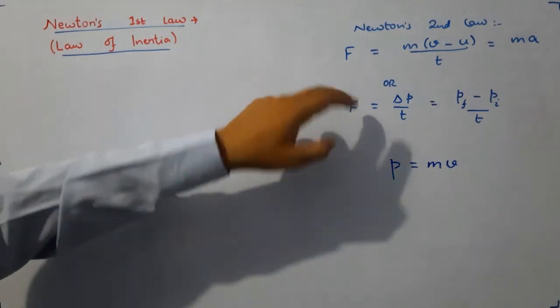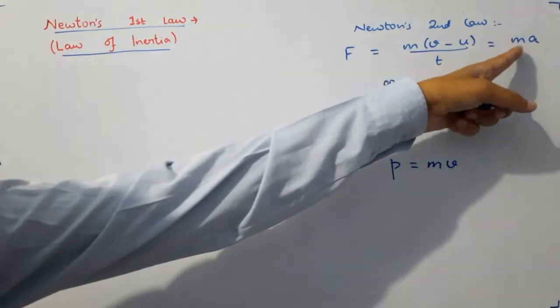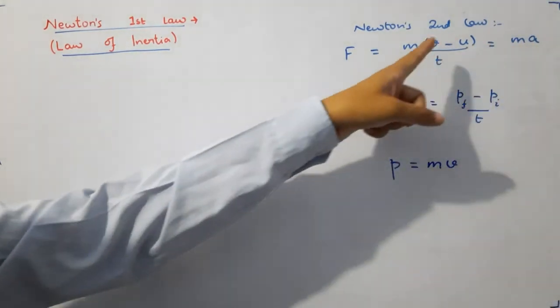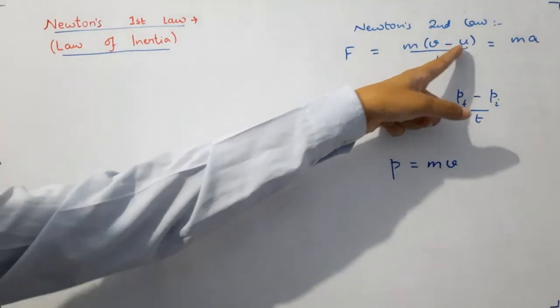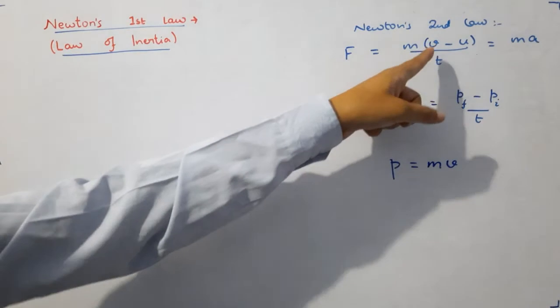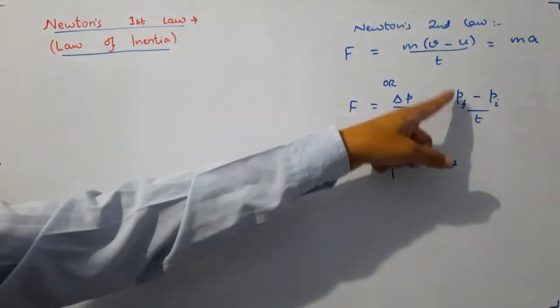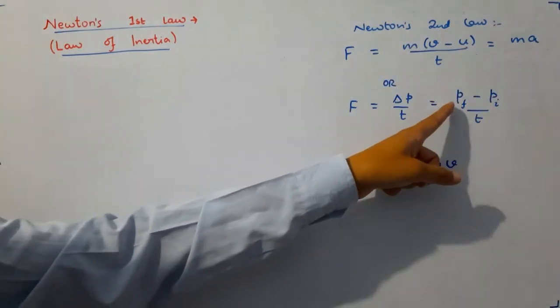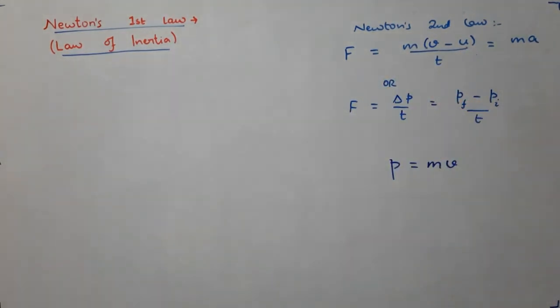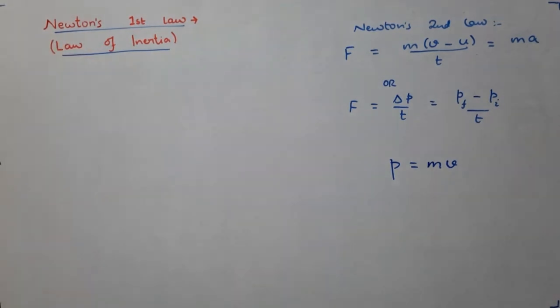So there are different forms of expressing Newton's second law mathematically. You can write it as mass times acceleration. Acceleration you can write as rate of change of velocity, that is (v minus u) by t. So m times (v minus u) by t. And if we multiply, this becomes mv minus mu. mv is final momentum, mu is initial momentum. So we have (pf minus pi) by t. So this is change in momentum by time, that is nothing but rate of change of momentum. We shall discuss examples also afterwards.